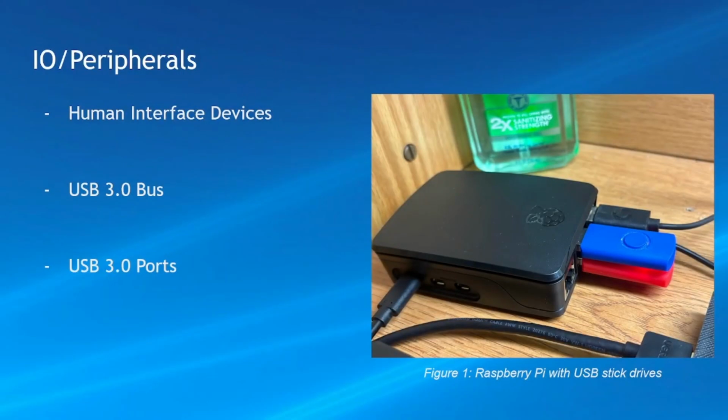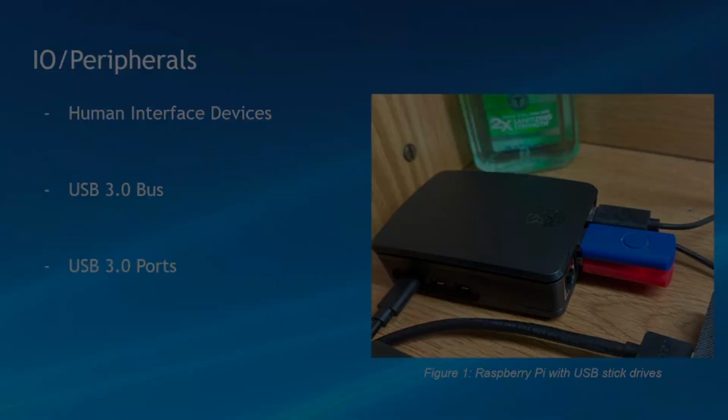Next is our I/O and peripherals. The Raspberry Pi manages communication with external devices through its I/O architecture and utilizes standard peripherals such as mouse and keyboard for the system configuration. And with the USB 3.0 bus, it handles high volume data transfers between the system and external storage, and the USB 3.0 ports provide the physical interface for the two USB sticks to be used as primary memory.